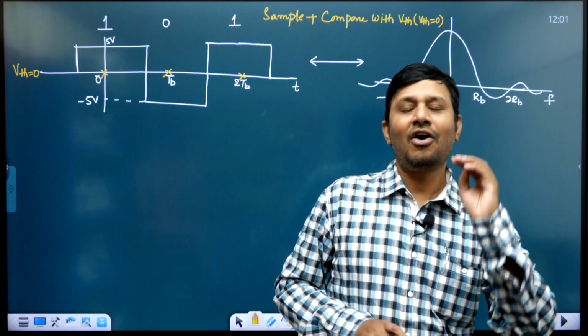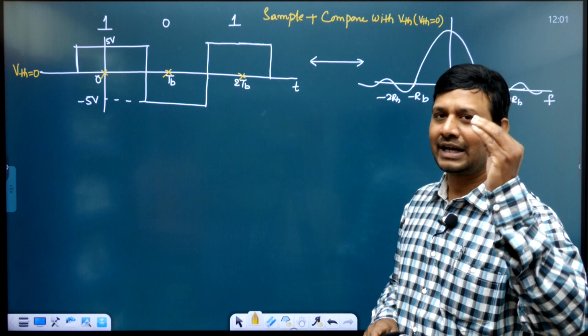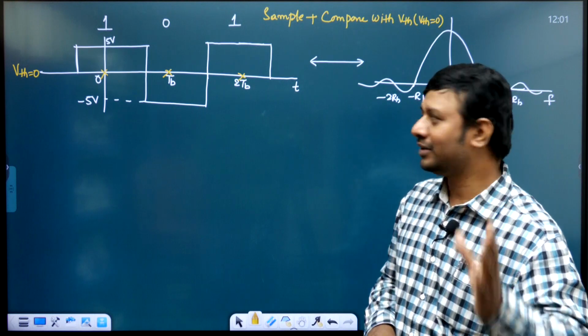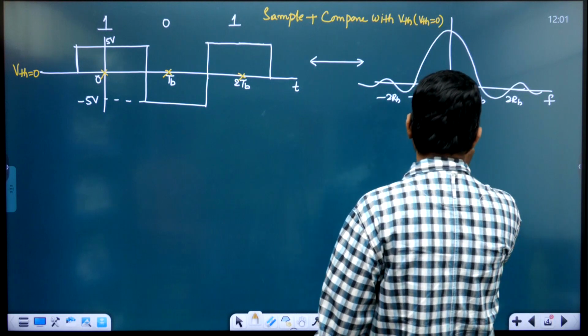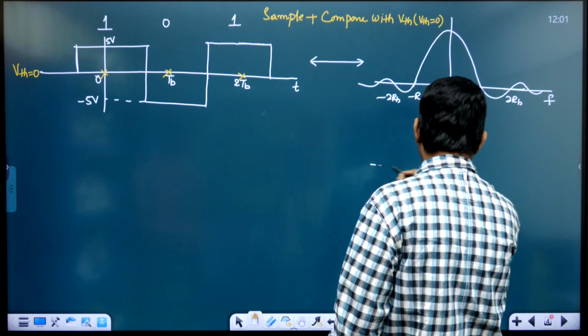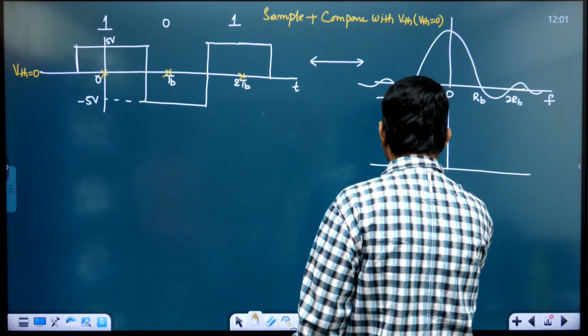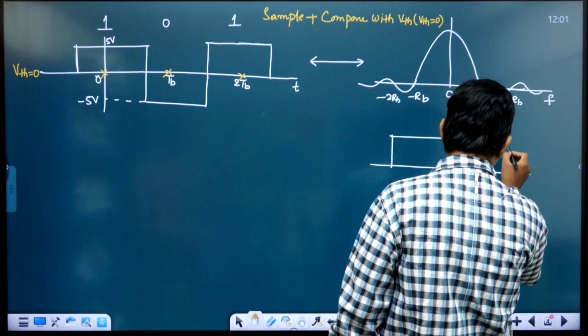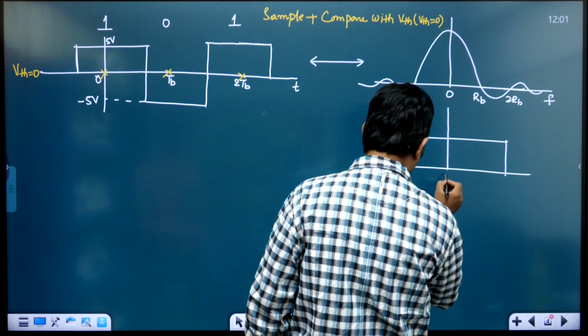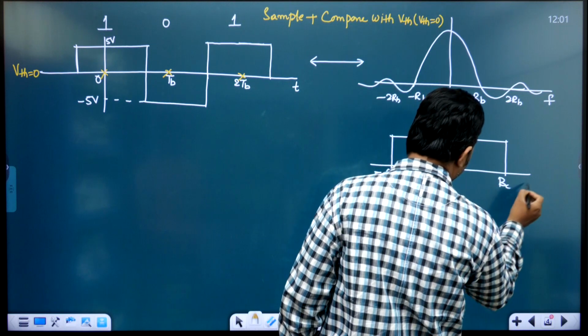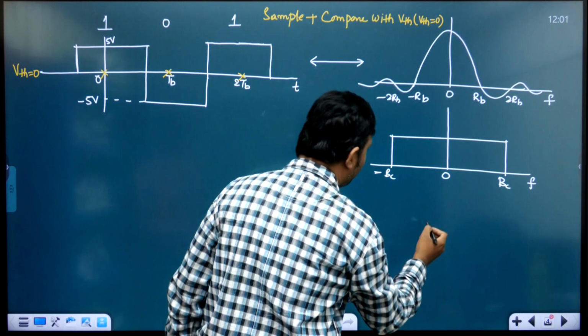But as I said, all practical channels have finite bandwidth only. Finite bandwidth means, look here, this kind of thing, already in the previous slide I have shown you. This is from minus BC, 0, BC. Now what happens if I pass this one?